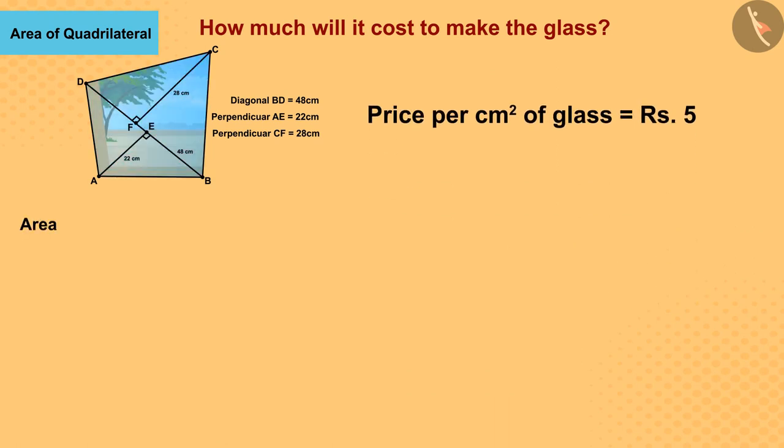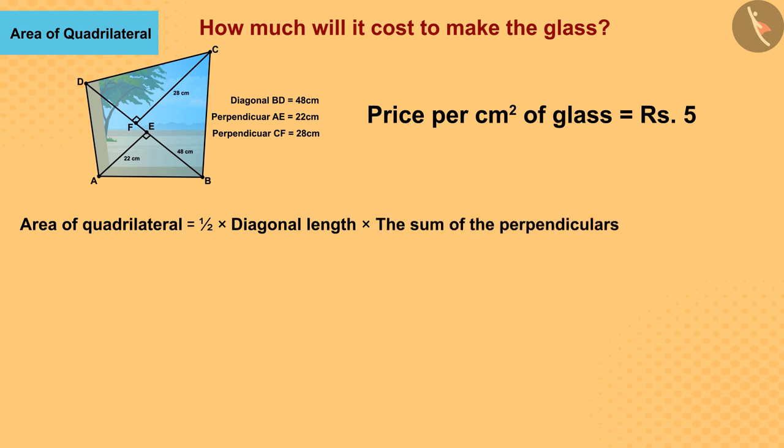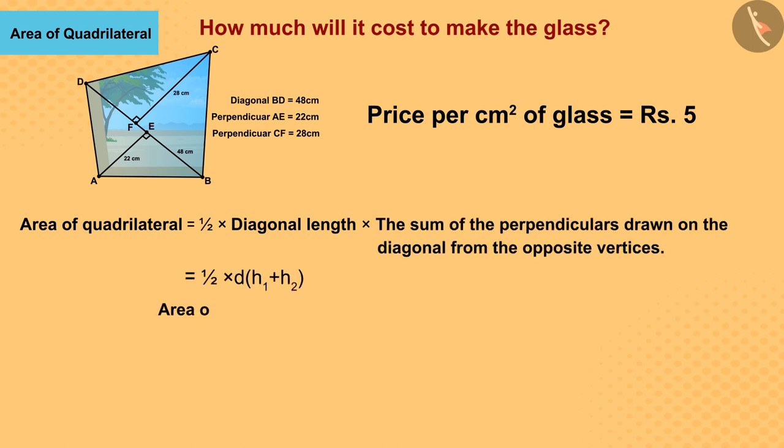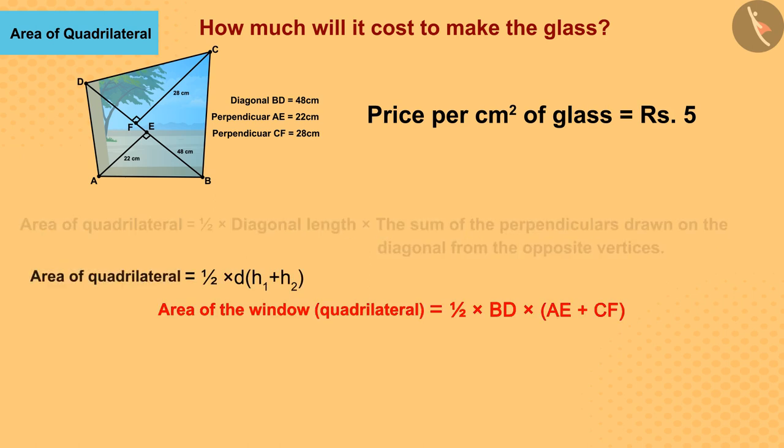In the previous video, we came to know the formula for finding the area of a quadrilateral. From the question, we know that BD is the diagonal of the quadrilateral and AE and CF are perpendicular to the BD diagonal. So we can write this formula like this as well.